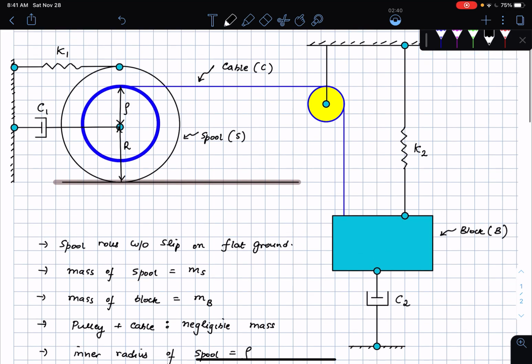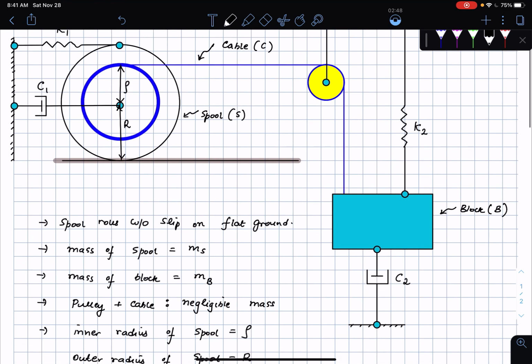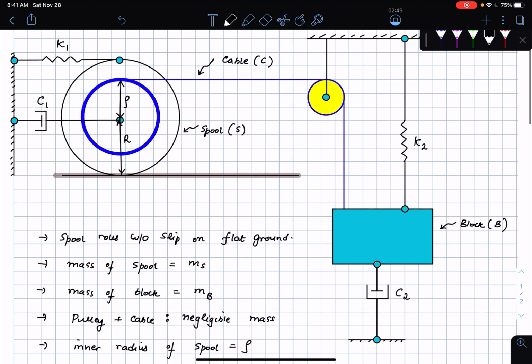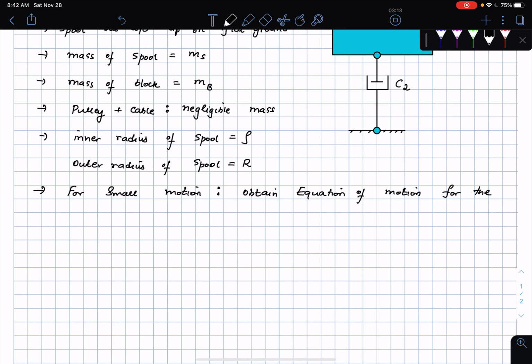I have a spring that is attached. As you can see, they're attached to the wall at one end and then the spool on the other end. Then likewise for the block as well. Okay, they have a spring of stiffness K2 and the damping element C2. Okay, what do I need to do for small motions? Obtain the equation of motion for the system shown. Okay, so this is the problem that we need to solve.